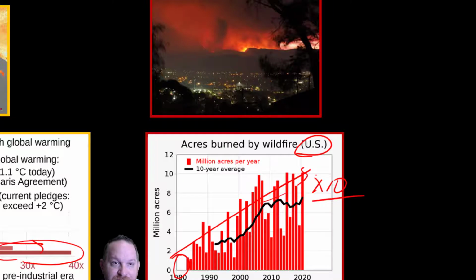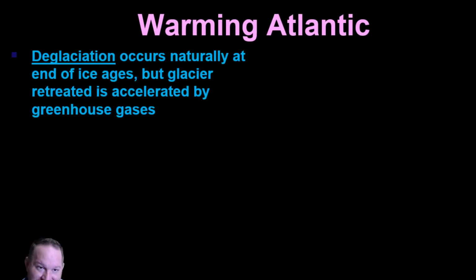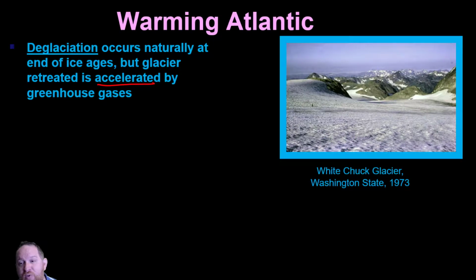damaging so much. Okay, so another major issue, of course, is the warming Atlantic. And this is causing deglaciation, which is a fancy word for the glaciers are melting, right? So glaciers naturally melt at the end of an ice age, but the greenhouse gases, this warming climate, is really accelerating this glacier melt.